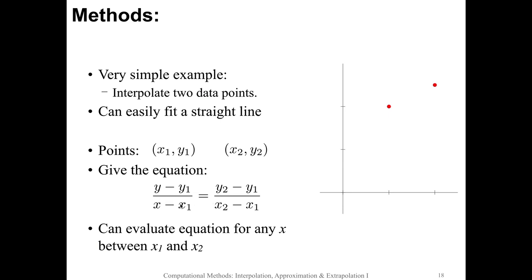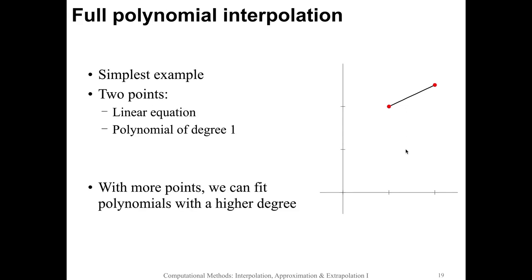So we might rearrange this to the form y equals mx plus c, and we can evaluate the equation for any x between x1 and x2, and that would be a direct interpolation. And that's just illustrated here, joined by a straight line. It's the simplest example of polynomial interpolation. We have 2 points, we have a straight line or a linear equation between them, and a straight line equation is basically a polynomial of degree 1.